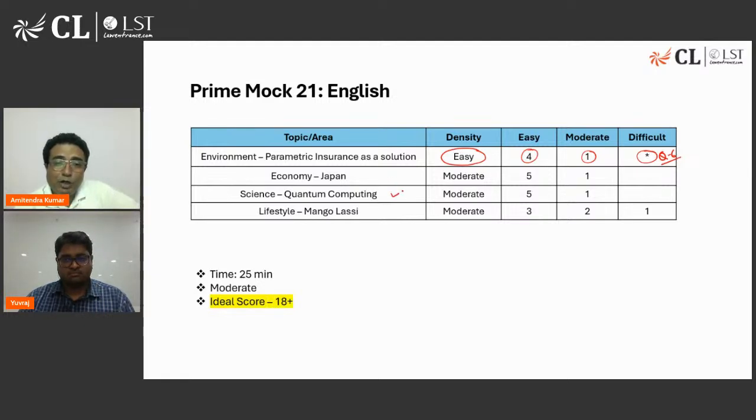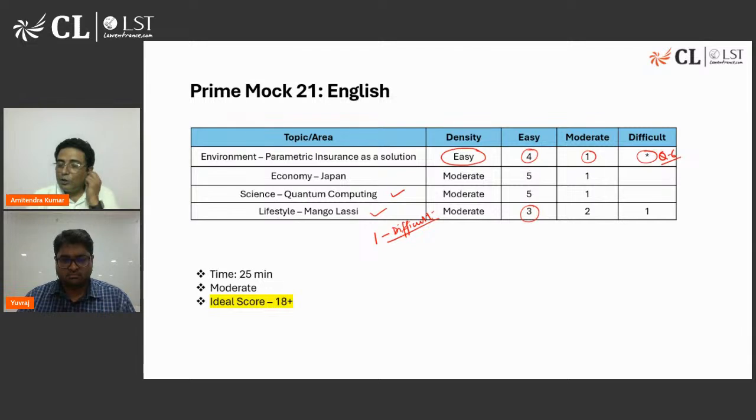तो साइंस में क्वांटम कंप्यूटिंग के ऊपर it was a moderate read actually, but the questions were quite easier out there. And then लाइफस्टाइल मैंगो लस्सी के ऊपर जो पैसेज था, it was again moderate. 3 questions were definitely very easy, 2 were moderate, 1 over here. So in this entire section, if you look at, there was 1 question which was difficult out of the 24, or rather I would say 23, because we are removing question number 6 actually.